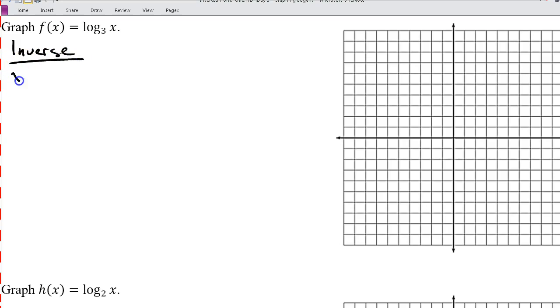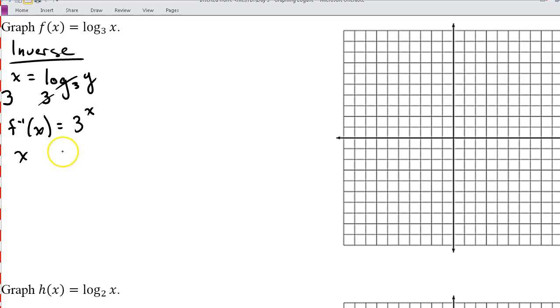So I'm going to switch my x and y like normal. x is equal to the log base 3 of y. Then we need to get rid of that log, so the inverse of a log is an exponent. So I'm going to take each side and make it an exponent with a base of 3 to match the base of my log. And then this 3 and that log cancel out. So I'm left with f inverse of x is equal to 3 to the x.